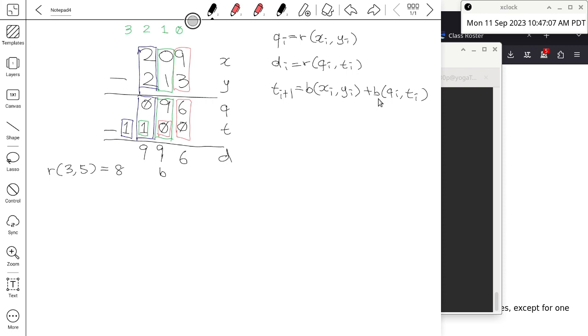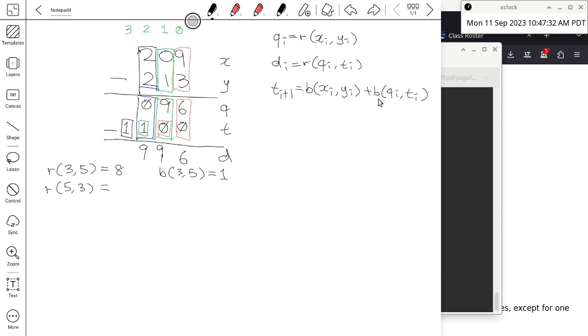And then what would be B of 3, 5? So this is the borrow: do we need a borrow when we subtract 5 from 3? What is the answer? 1. It would be 1. So the answer is yes, we do need to borrow. Okay, very good. So we'll just go through maybe two more examples and then we'll move ahead to actually define the functions. What if I were to flip that?